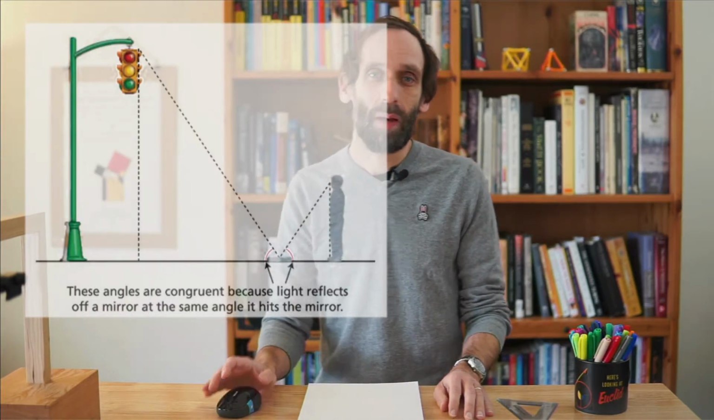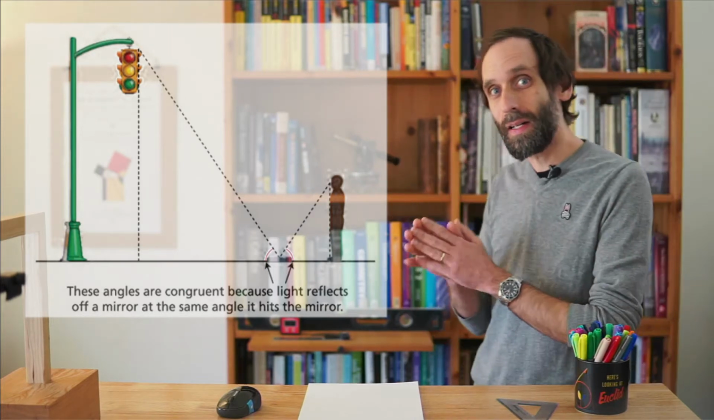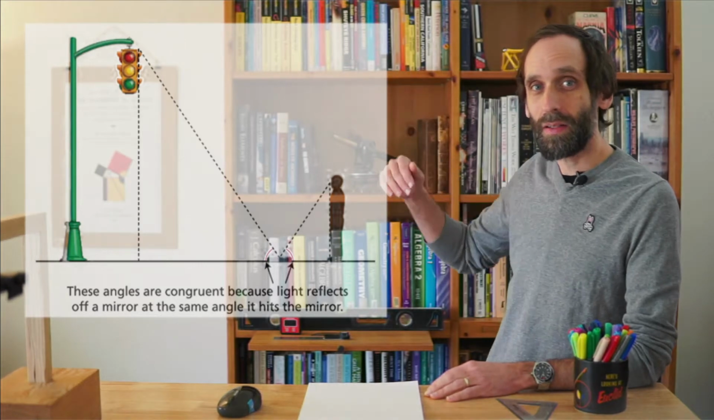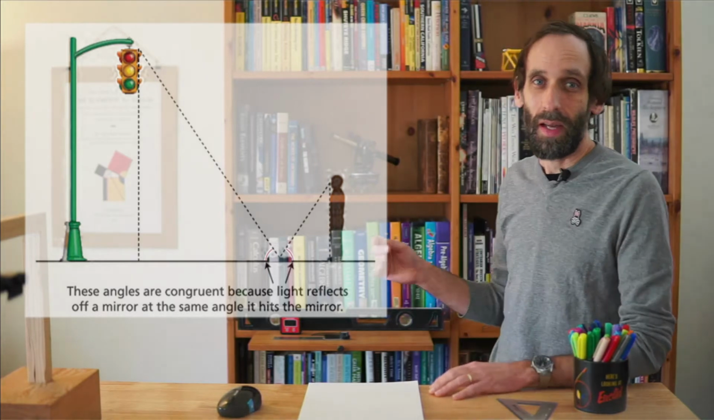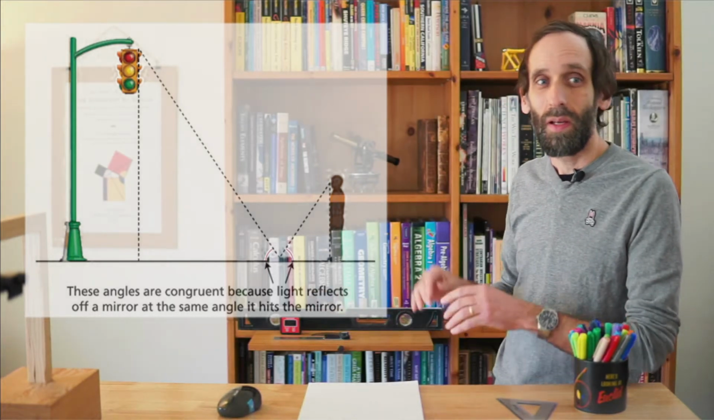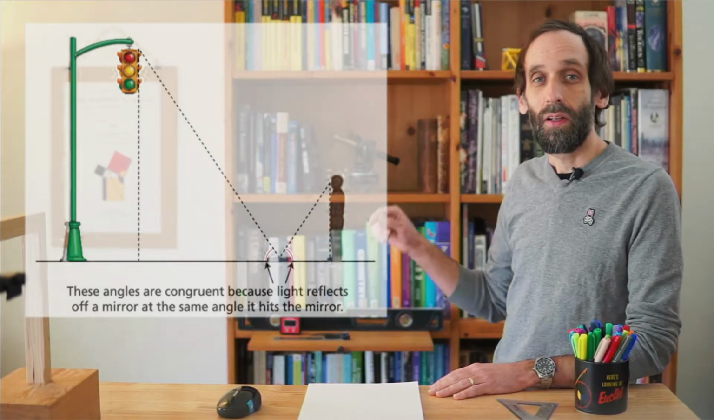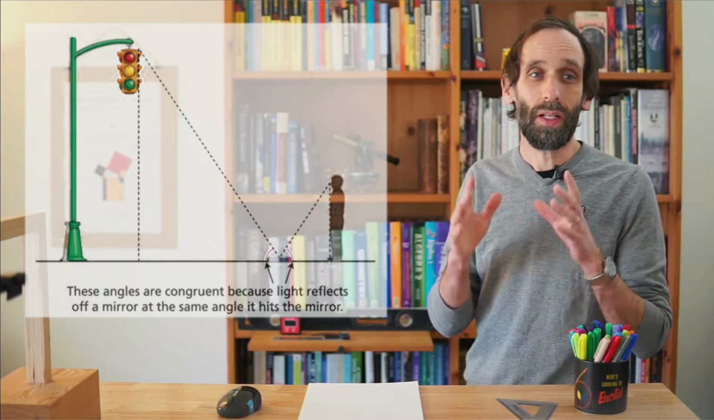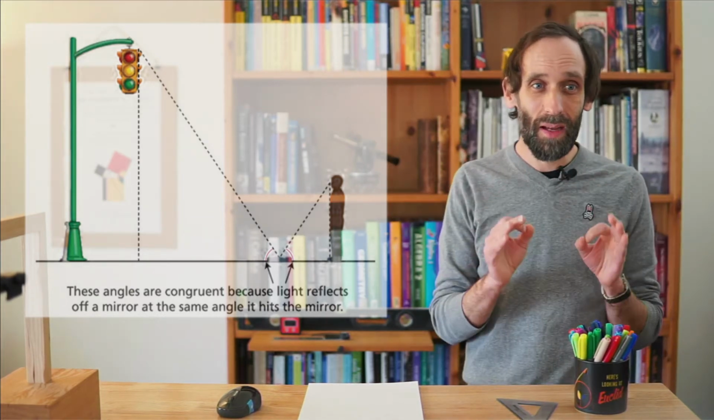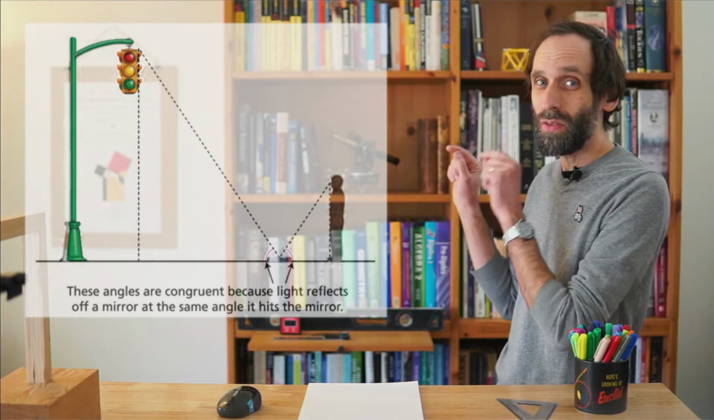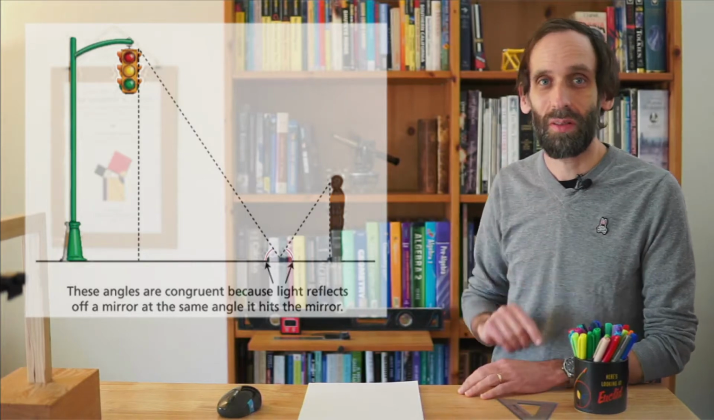So the first application problem that I want to show you involves this concept right here: the idea that the light that hits a mirror bounces off of it at the same angle. As it says right down here at the bottom, the two angles that the arrows are pointing at are congruent, or equal, because the light reflects off a mirror at the same angle it hits the mirror. We can use this concept to set up an application problem of similar triangles. So let's set that up.